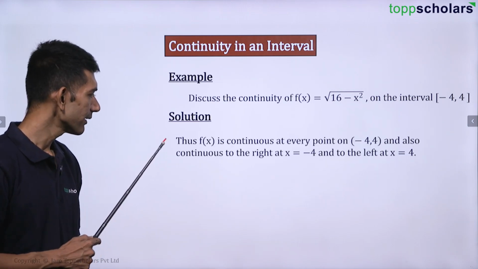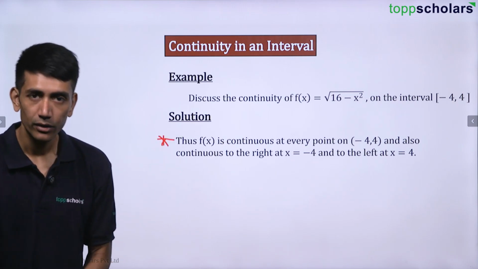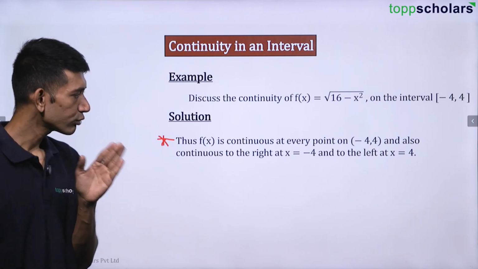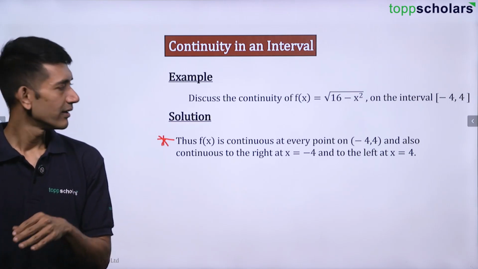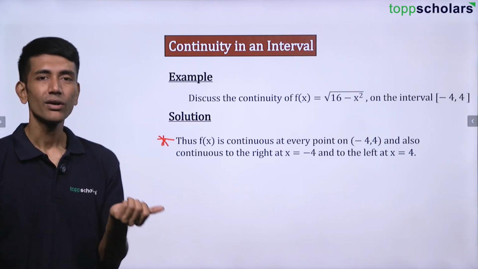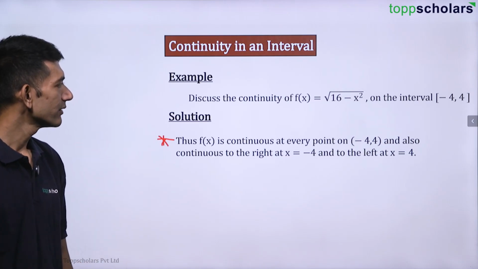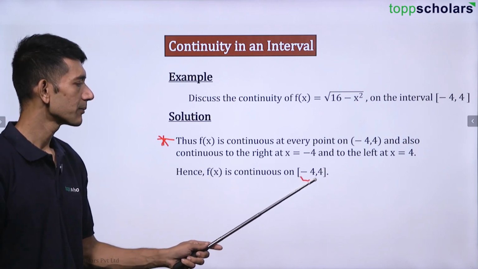So can I say that the function f(x) is continuous at every point on the open interval minus 4 to 4, and also it is continuous at the right as well as on the left, at the right of minus 4 and on the left of 4. So clearly we can say that this function is continuous in the closed interval.